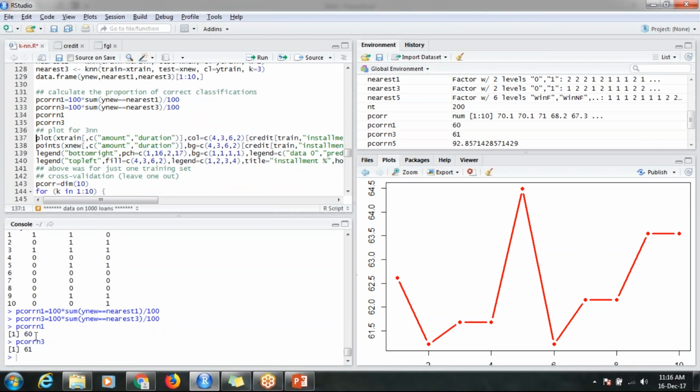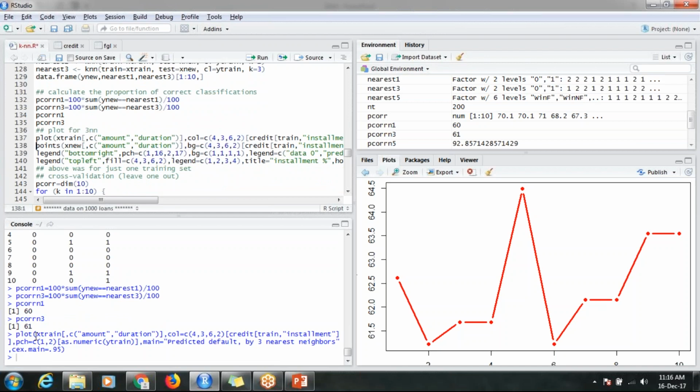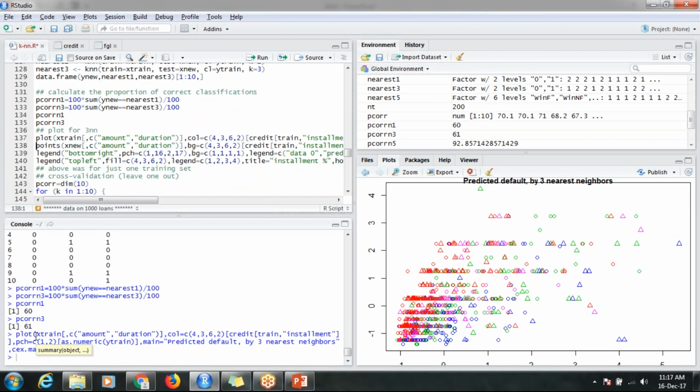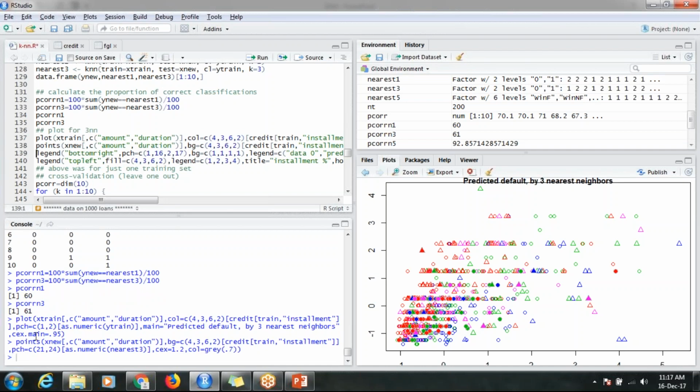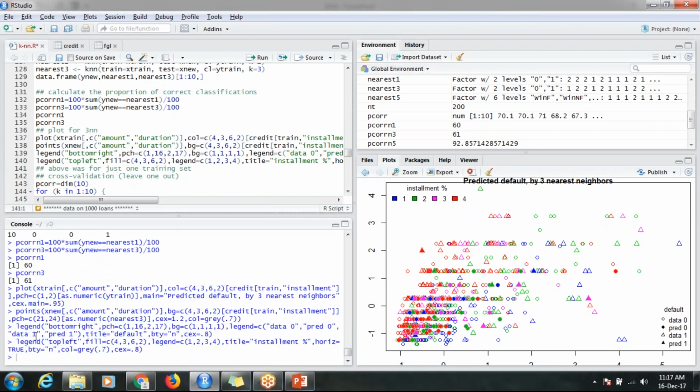On the basis of this, let us have a plot and try to understand how nearest neighbor 3 has performed. This was the label of installment percentage 1, 2, 3, and this is how the coloring has been done. Also, this is for the default data and my prediction: what was there in the data set and what I have predicted.